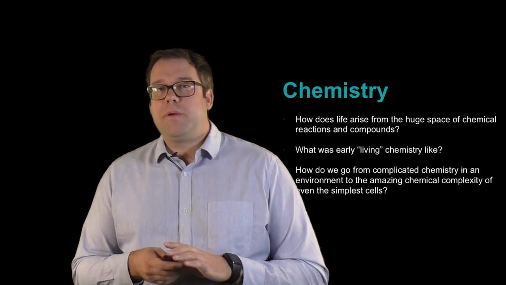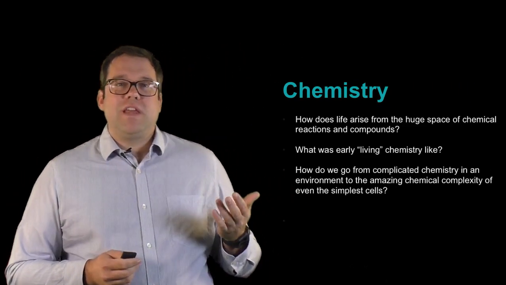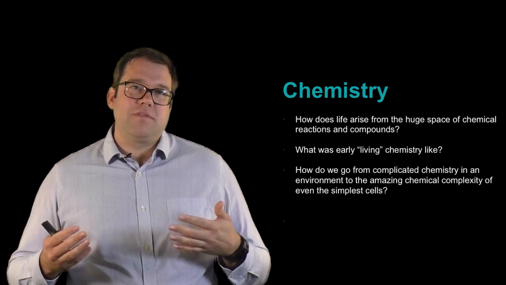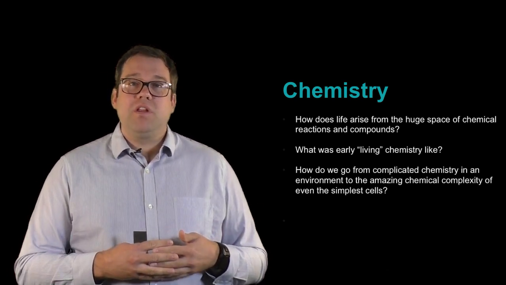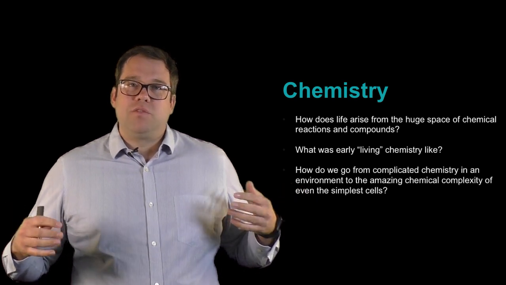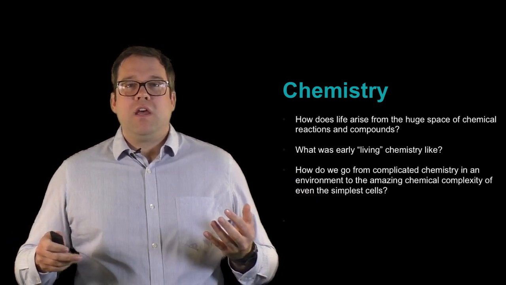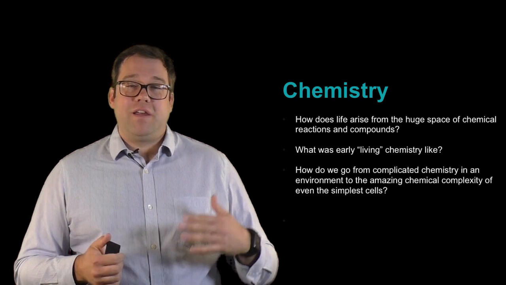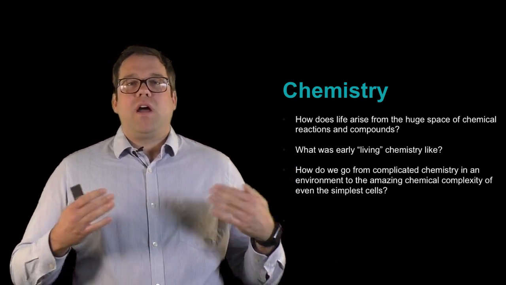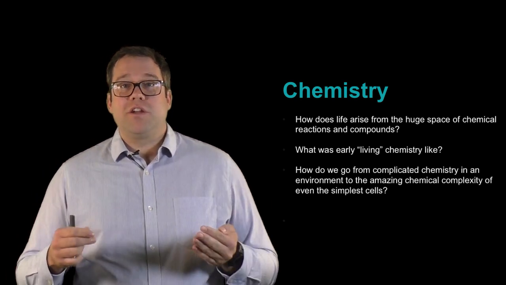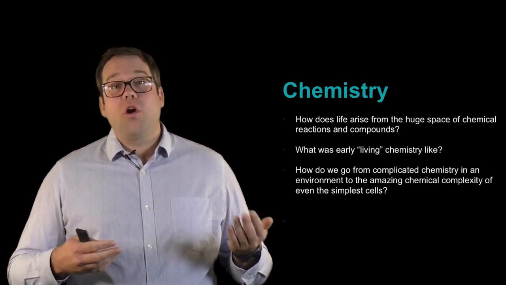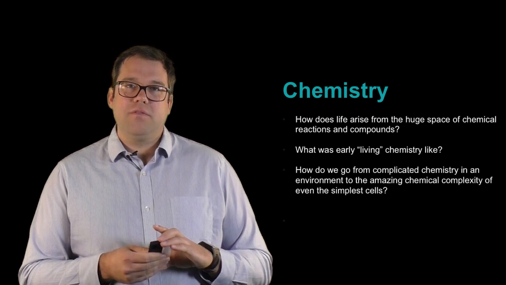From a chemical perspective, our main interest is how does life arise from the huge space of chemical reactions and compounds. So we understand that chemistry gives us this really vast set of possibilities, this really rich high-dimensional space, which is great for allowing something like life to form, but it makes it very complicated to understand exactly what combinations and processes and trajectories were actually necessary or were the ones that led to the life that we have.